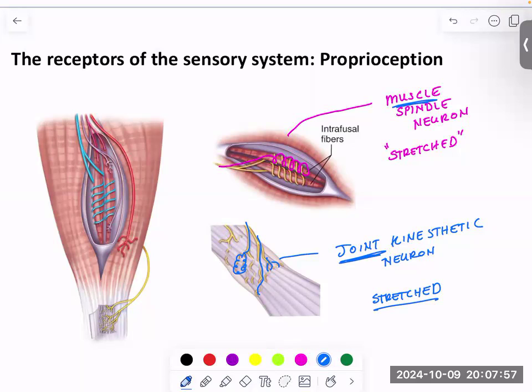These are proprioceptors, folks. These give your body an idea of where those muscles are located, how they are stretched out.